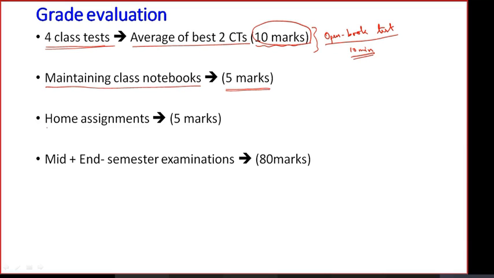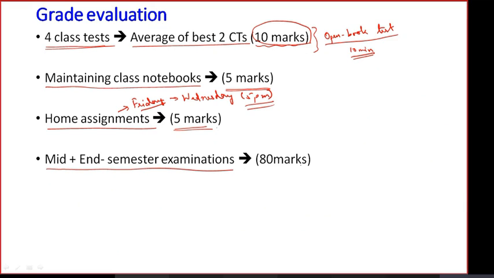Then on every Friday we will be giving you home assignments, and by every Wednesday 5 p.m. you have to submit the home assignment records. That would constitute 5 marks. And lastly, we will be having the mid semester and end semester examination, that would constitute 80 marks.